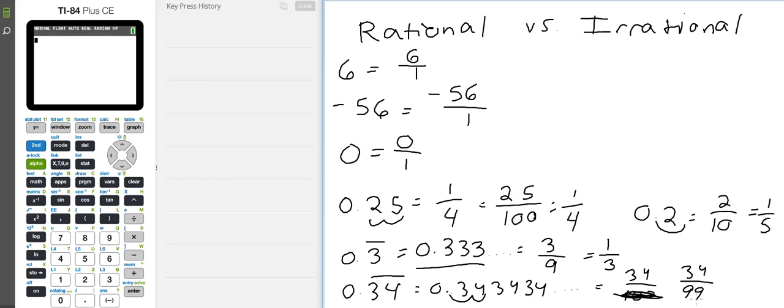Now, what's an irrational number? These are all rational numbers. What's an irrational number? An irrational number is a decimal that does not end and does not repeat. An irrational number would be something like pi.